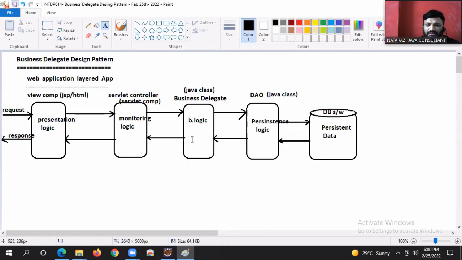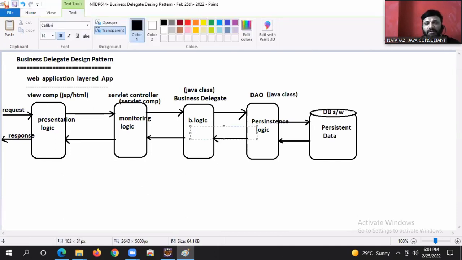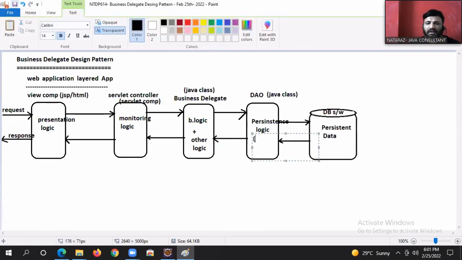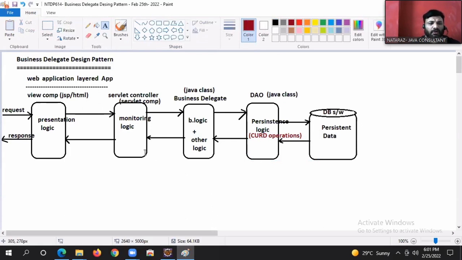Right, guys. This is the basic flow of execution. Business delegate contains business logic plus some other logics. Persistence logic is mainly CRUD operations, guys. It contains mainly CRUD operations. This is what we need to focus on.